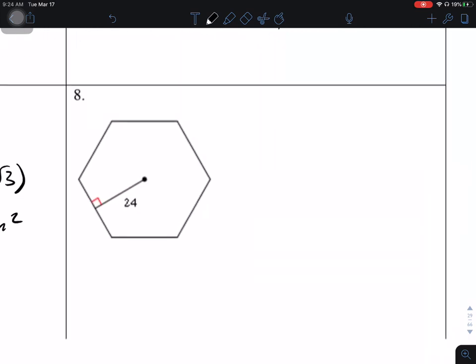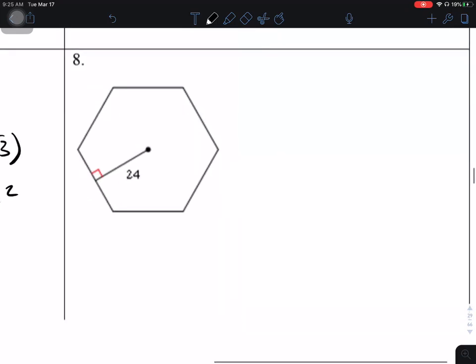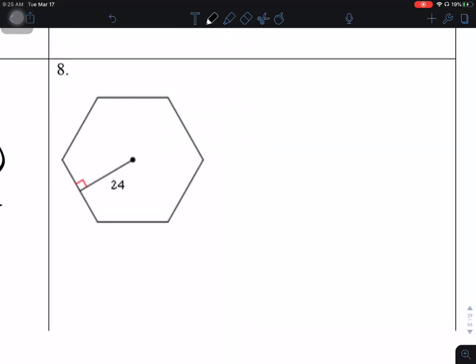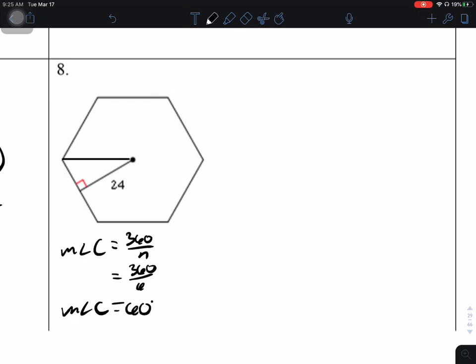Number 8 is a regular figure. It's a hexagon. And we know what the apothem is, but we don't know the perimeter or the length of any of the sides. Let's find the measure of a central angle. It's 360 divided by the number of sides. So it's 60 degrees. More importantly, when you draw a radius and an apothem, that apothem cuts the 60 degrees in half, which makes this 30.